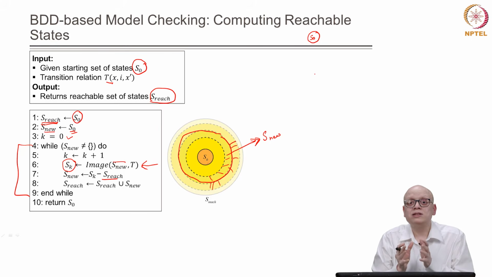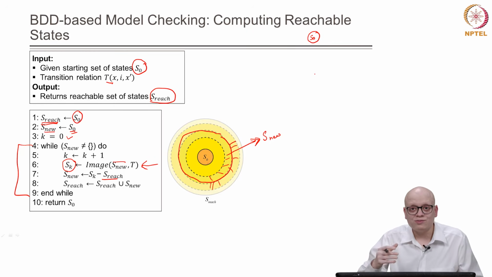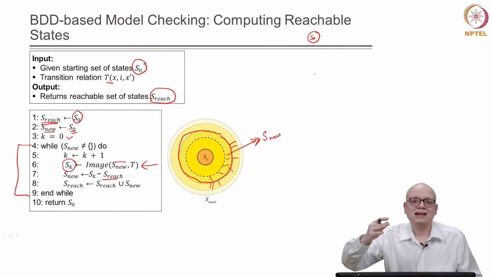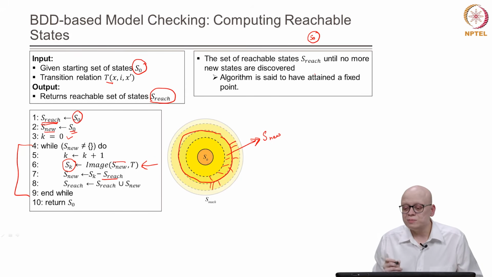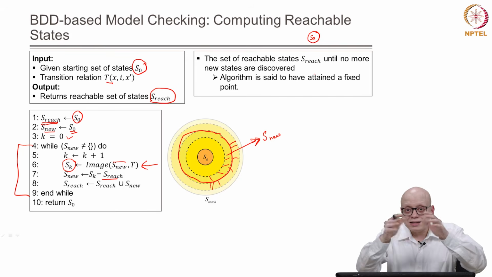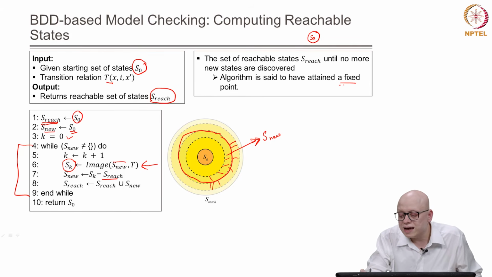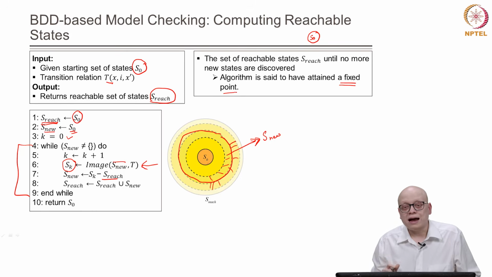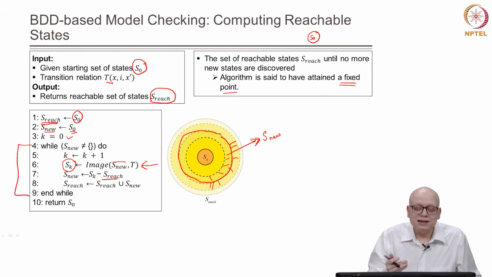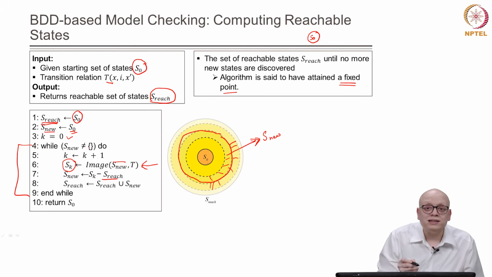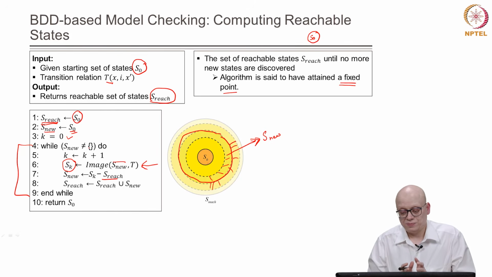Now, we are expanding the set of states for an FSM. FSM means that the number of states in this machine is finite, and therefore we cannot continue infinitely. Finally, the set of reachable states will reach a point in which no new states are being discovered, and when that happens we say that the algorithm has reached a fixed point, right. Once the algorithm reaches a fixed point, no more new states are reached, this S new will become an empty set, and the algorithm will terminate, right.